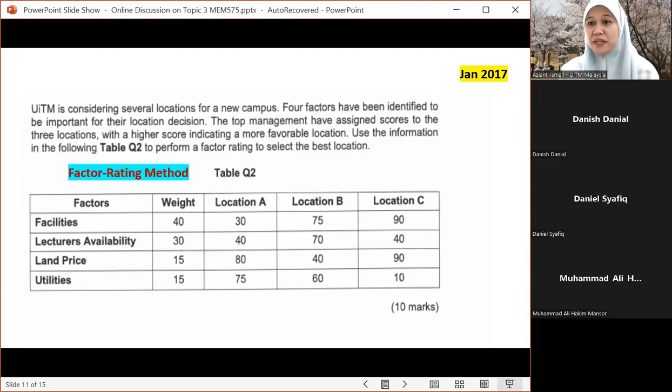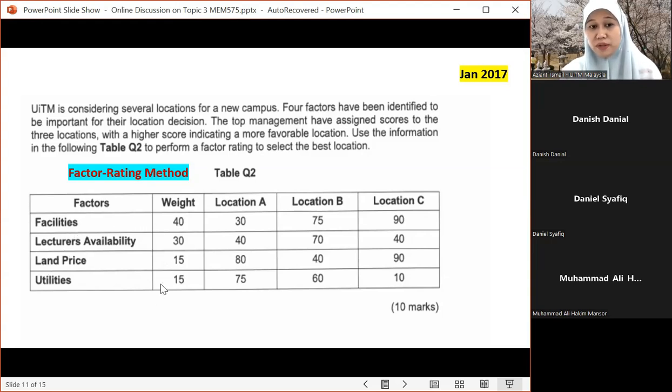First, facilities. Maybe the facilities nearby the area, like a stadium or a mosque, something that can help the students' needs if a campus is opened there. Lecturer availability, or whether it's near, say, a housing area or a town. It shouldn't be in the middle of the jungle. So lecturer availability is very important. Land price is important. And utilities: electricity, easy access, water, and also Wi-Fi, whether there is signal, your smartphone coverage and so on. So all of these, they say, are very important.